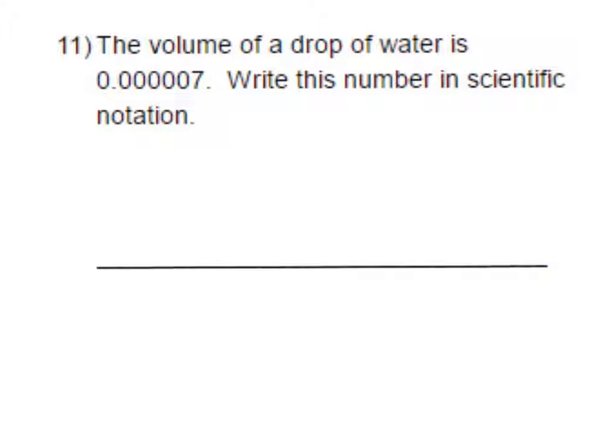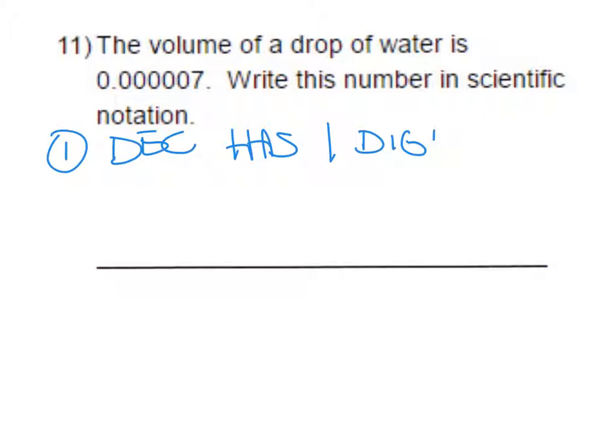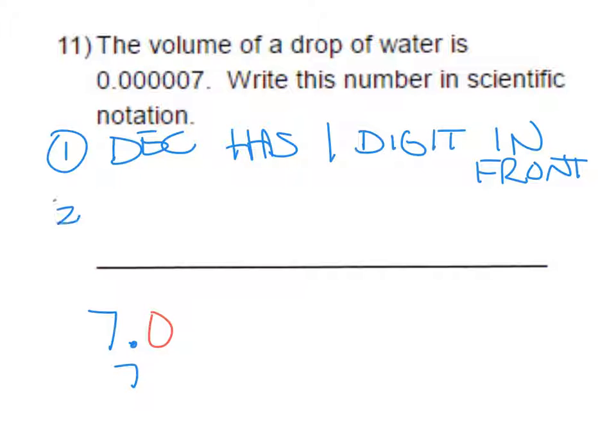Number 11, the volume of a drop of water is 0.0000007. Write the number in scientific notation. So remember, we have 3 parts of scientific notation. 1, the decimal point has 1 digit in front of it. So we're going to put the decimal point in the right spot first. So we want the decimal point after the 7 so that we have 1 digit in front of it. We can write that as 7.0, or we can write that as just plain old 7. Either way is appropriate.